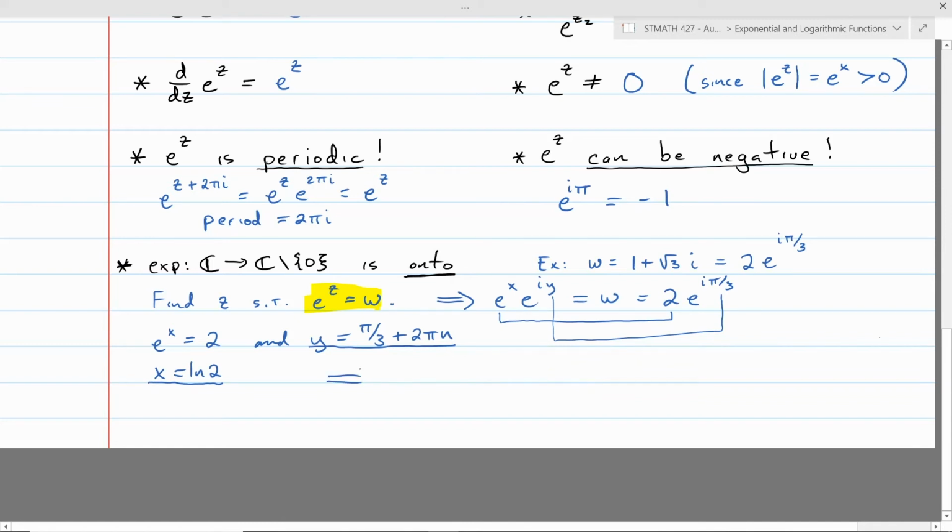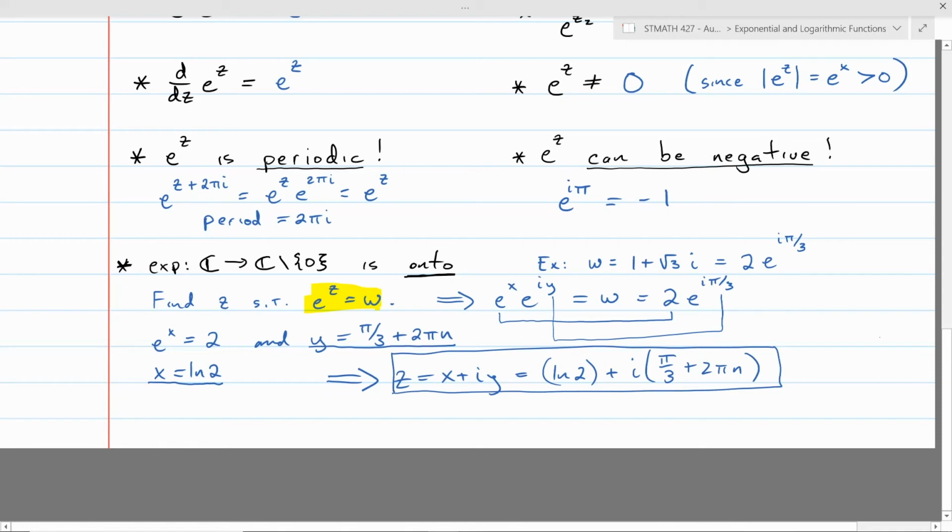So we know our z, of course, is x plus iy. So we get the natural log of 2 plus i times pi over 3 plus 2 pi n. Any such z, if you plug it into e to the z, you're going to get back that number w as an output.